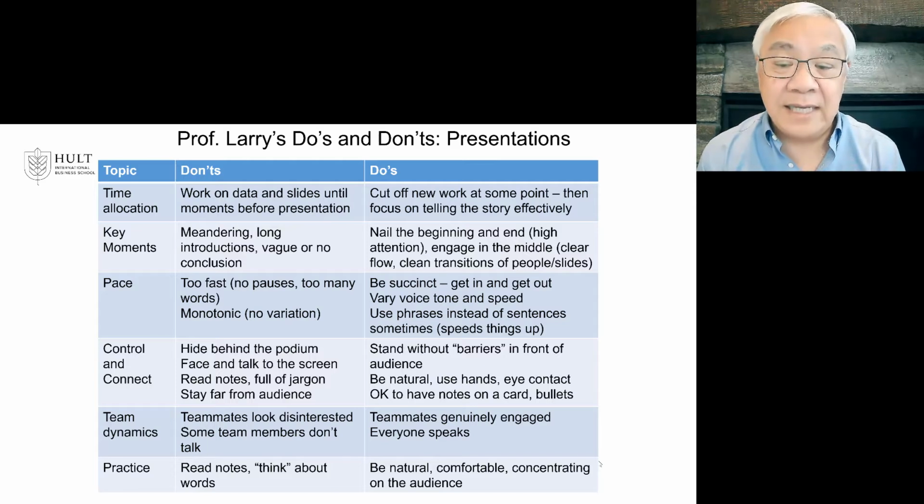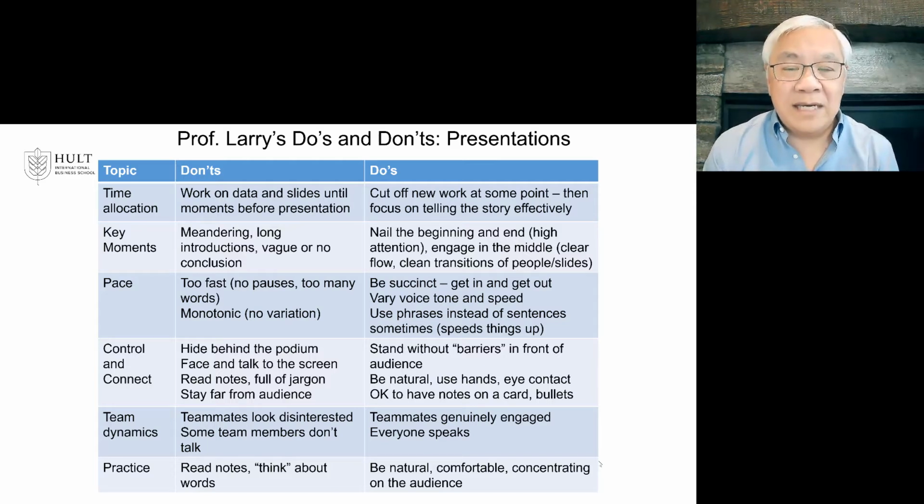And sometimes use phrases instead of full sentences. One of the best ways to speed things up is, instead of saying, on the vertical axis, we have sales measured in US dollars in millions. On the horizontal, we show the years from 1950 to 2021. Right? Don't do that. To save time, you can say vertical axis, dollar sales. Horizontal axis, time or years.